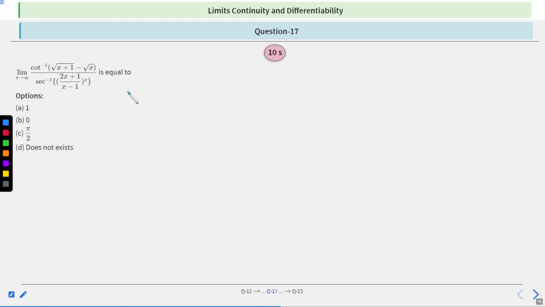Okay, let's move to the next question, question number 17, which says limit x tending to infinity of (cot inverse(root over (x plus 1) minus root x) upon sec inverse(2x upon x minus 1)) to the power x is equal to. So you have 10 seconds to solve this question. After 10 seconds, we will discuss the solution.